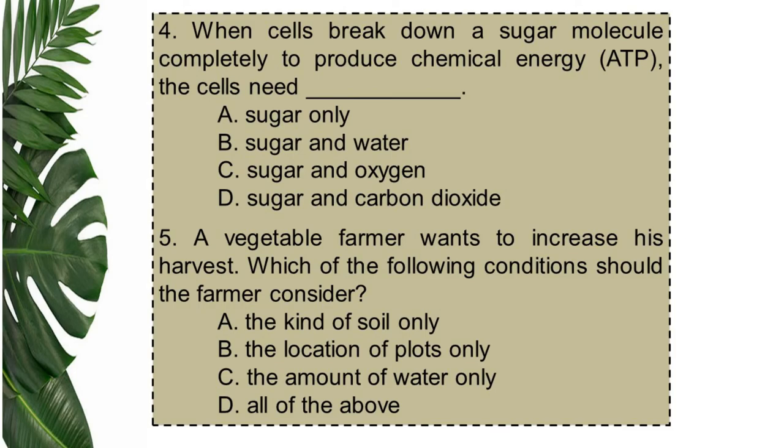Number 5. A vegetable farmer wants to increase his harvest. Which of the following conditions should a farmer consider? A. The kind of soil only. B. The location of plots only. C. The amount of water only. D. All of the above.